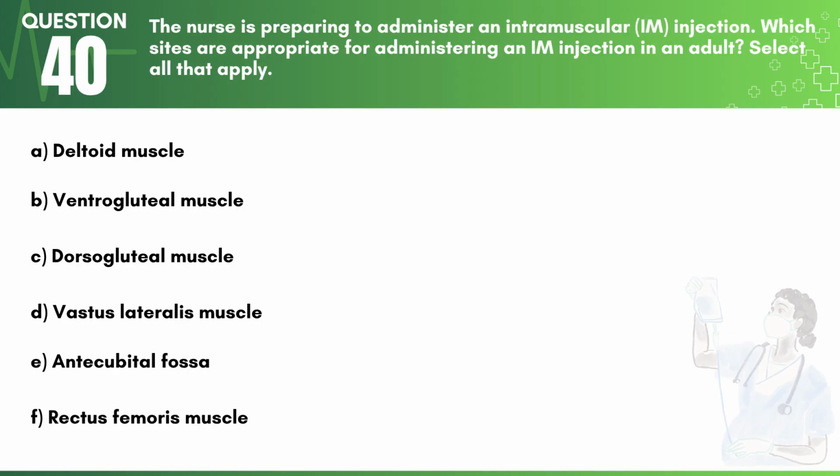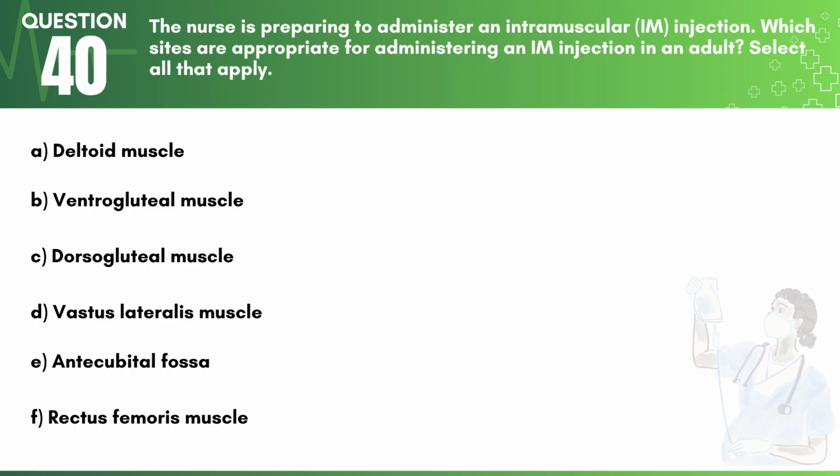Question 40. The nurse is preparing to administer an intramuscular, IM, injection. Which sites are appropriate for administering an IM injection in an adult? Select all that apply.